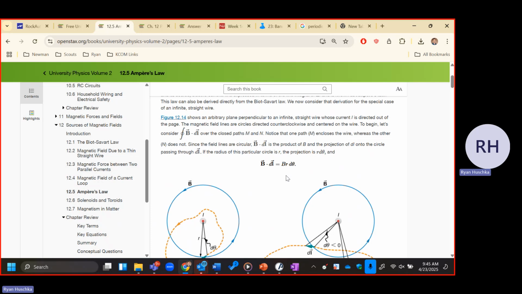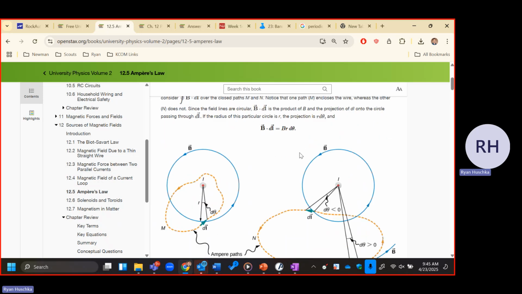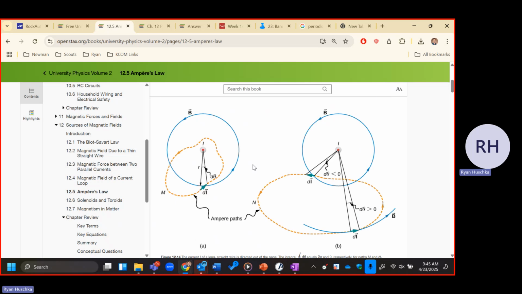What you do in Ampere's law is called a line integral. The Biot-Savart law was a vector integral, again beyond the scope of this class. This is called a line integral. So what do we mean by a line integral? This figure took me a little bit of time to look at, so let's break it down.